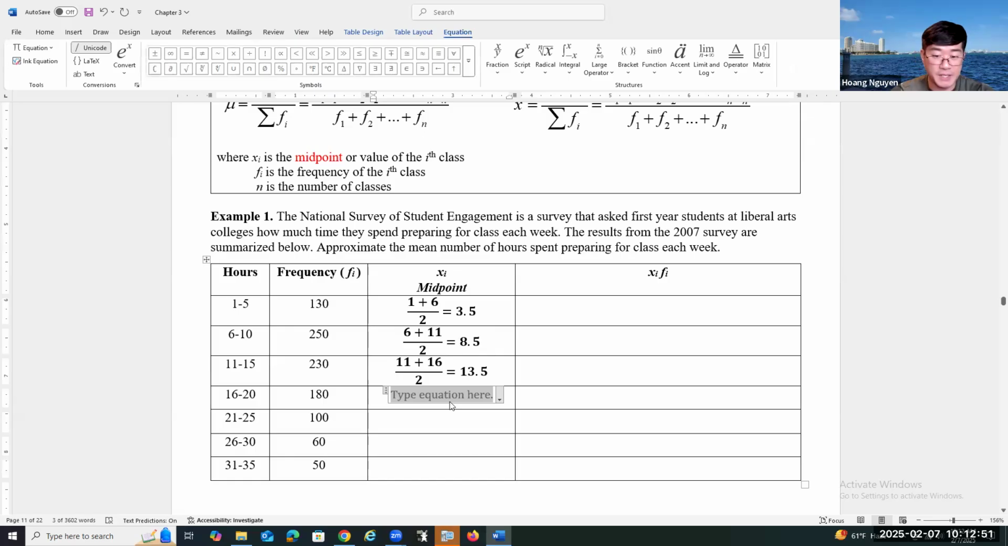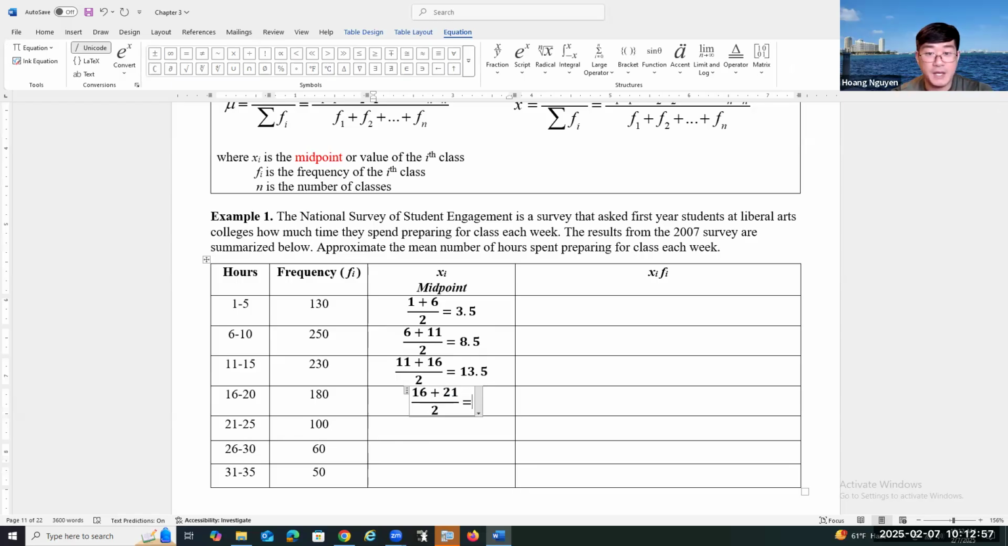Now we can do the rest of the table, right? So now we're going to do 16 plus 21 divided by 2. So 16 plus 21 is going to be 37. 37 divided by 2 is going to be 18.5.